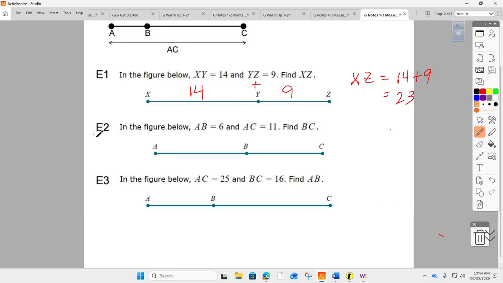Example 2, they tell us the distance between points A and B is 6. The distance between points A and C is 11. They want us to find BC. So 6 plus what equals 11? 5. And if it's not a fact that you already know, you just subtract. The whole minus the part gives us the other part. Okay? The whole minus the part gives us the other part.